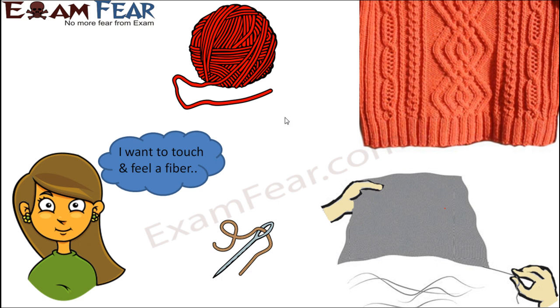But even if you try to observe one single strand of wool, you will see that this in turn is made up of many thinner thread-like structures. So these thinner thread-like structures are nothing but the fibers. So when you actually do this yourself, you will be able to get more convinced that yes, fabrics are made up of fibers.